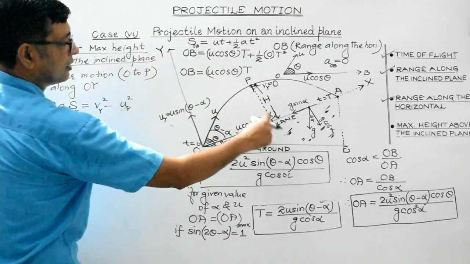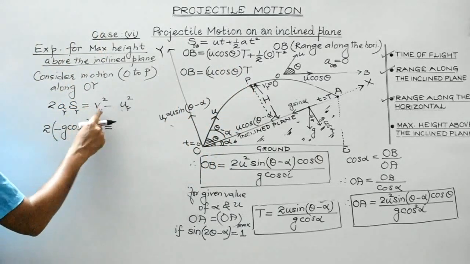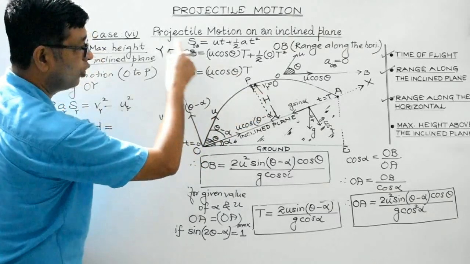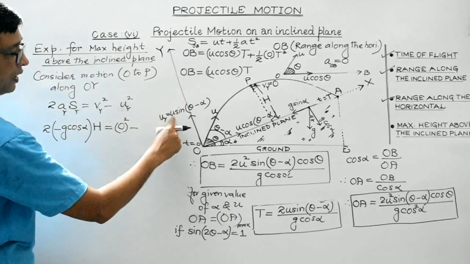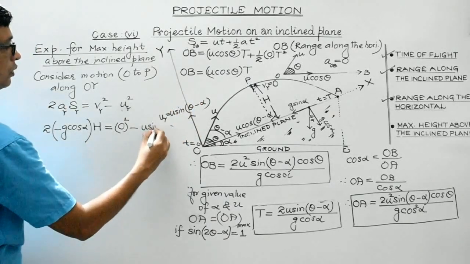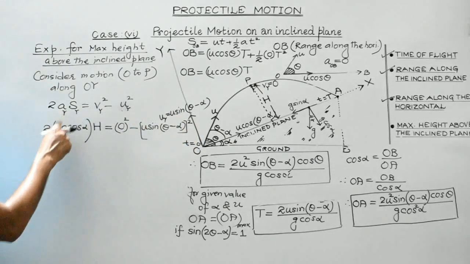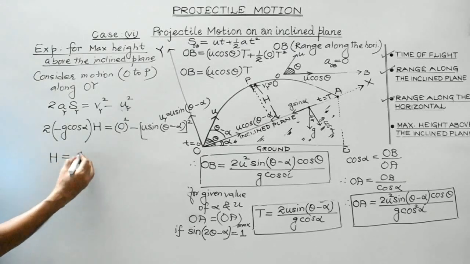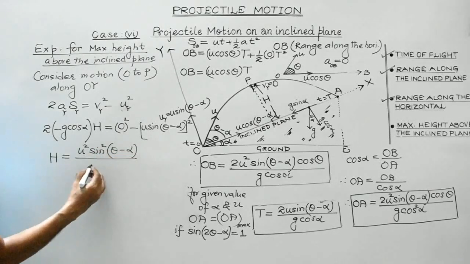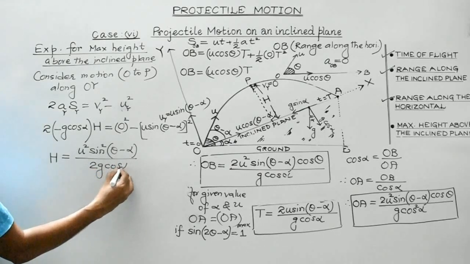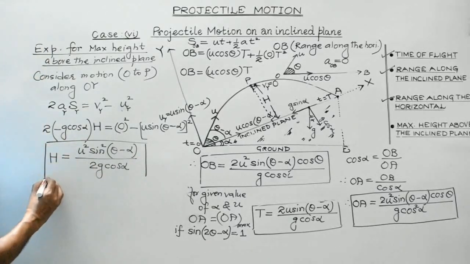s_y along OY, the displacement covered in moving the projectile from O to P, is equal to h. v_y is the final component of the velocity along the y-axis at point P, which is 0. u_y, the initial component of the velocity along OY, is u sin(θ − α). So u_y² is u² sin²(θ − α). Right? So the negatives get cancelled. So h is equal to u² sin²(θ − α) divided by 2g cos α. So students, this is the expression for the maximum height of the projectile above the inclined plane.